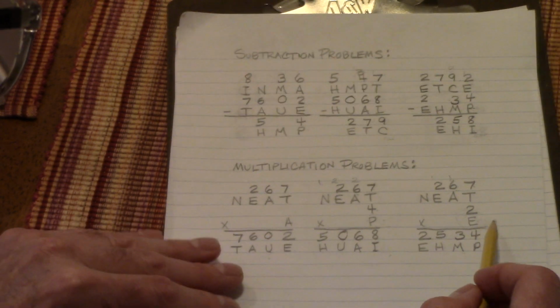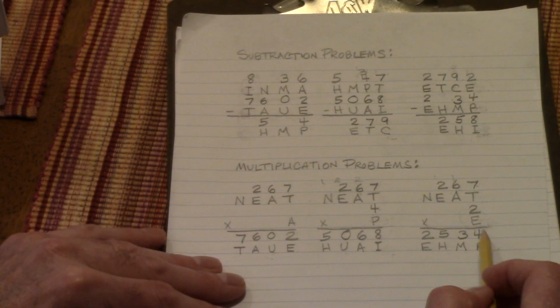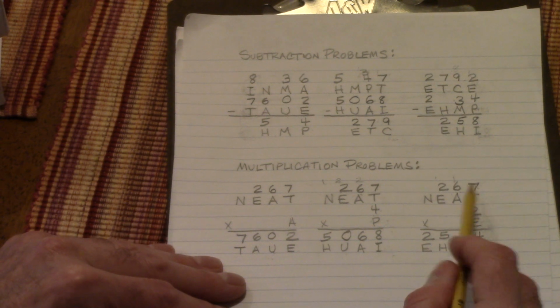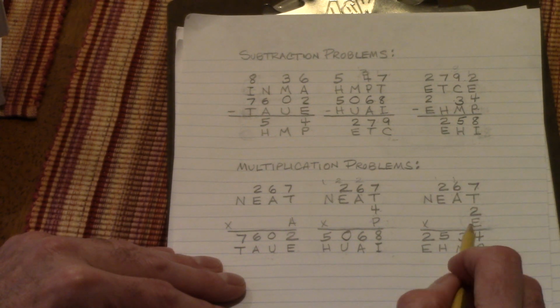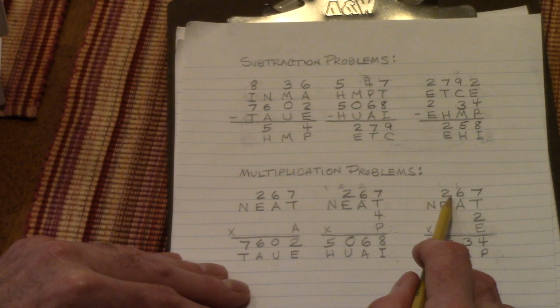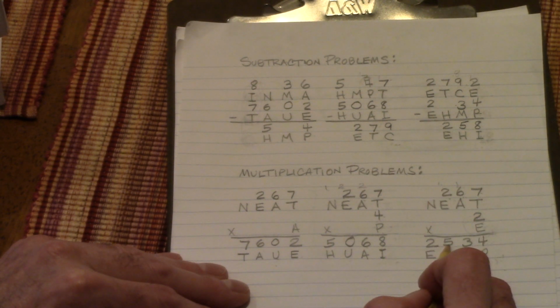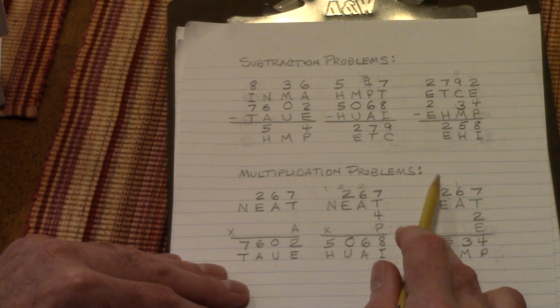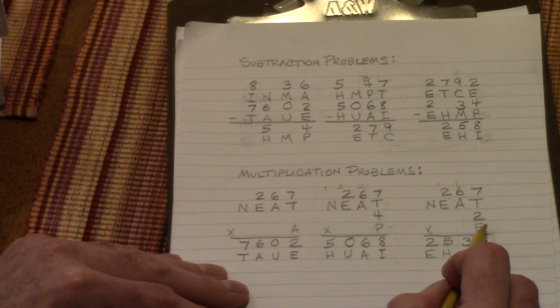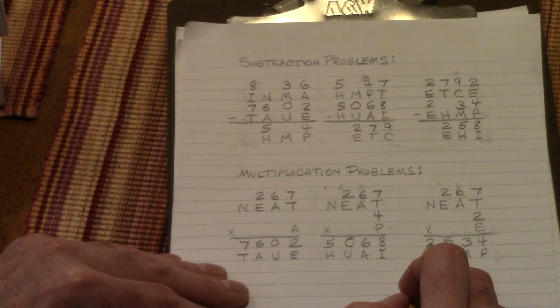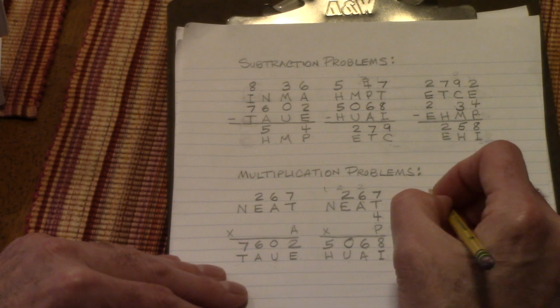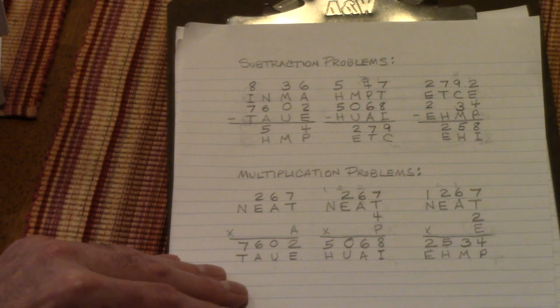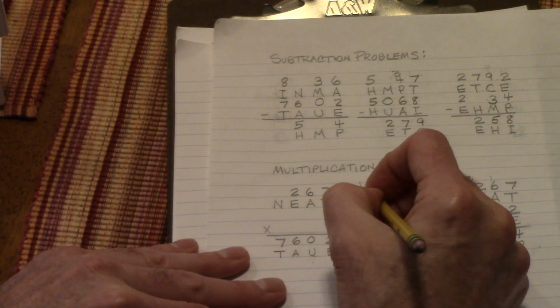Let's go back down to this multiplication problem. 2 times 7 is 14, carry 1. 6 times 2 is 12, plus 1 is 13, carry 1. 2 times 2 is 4, plus the 1 gives us 5. And then 2 times what will give us 2 down here at the bottom? Well, clearly that's going to have to be 1. So n equals 1.